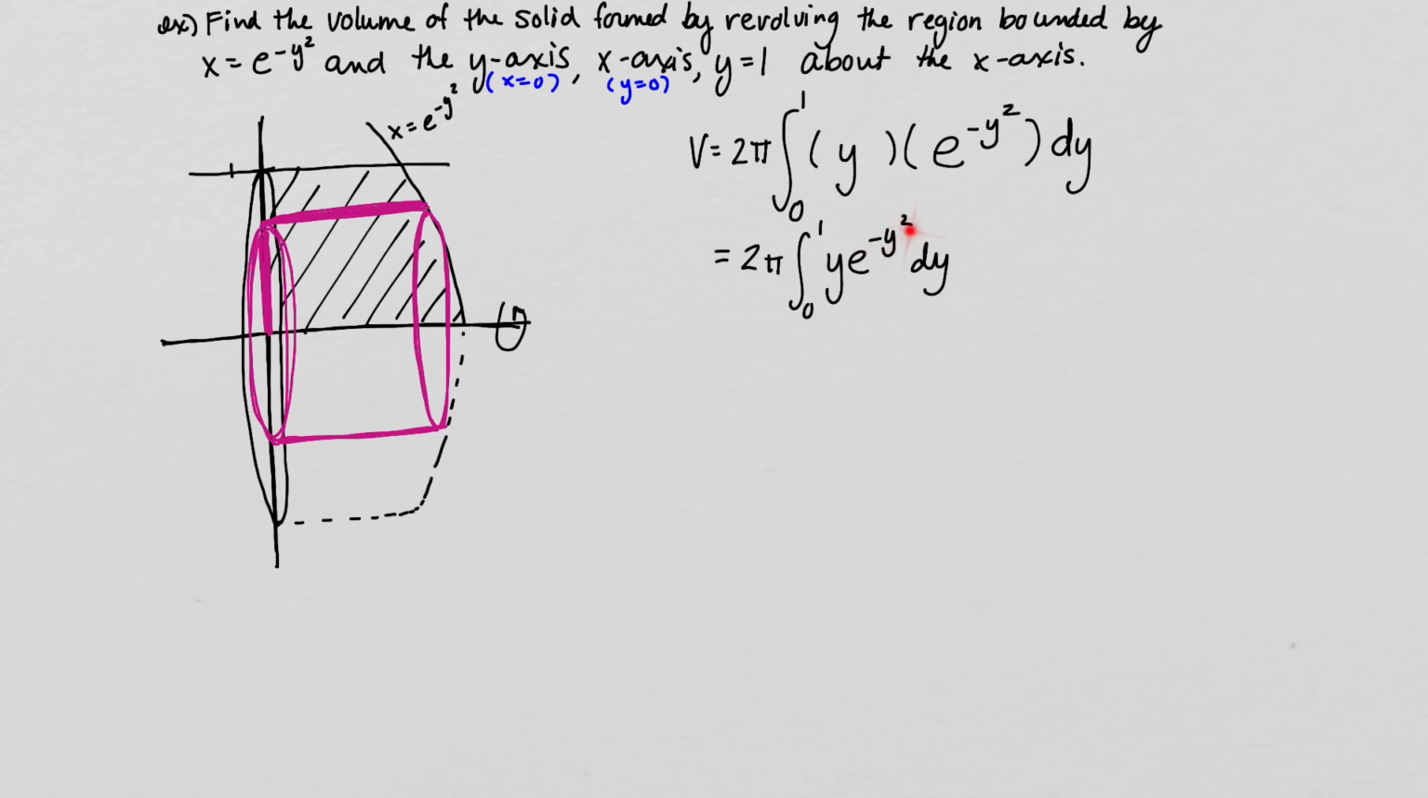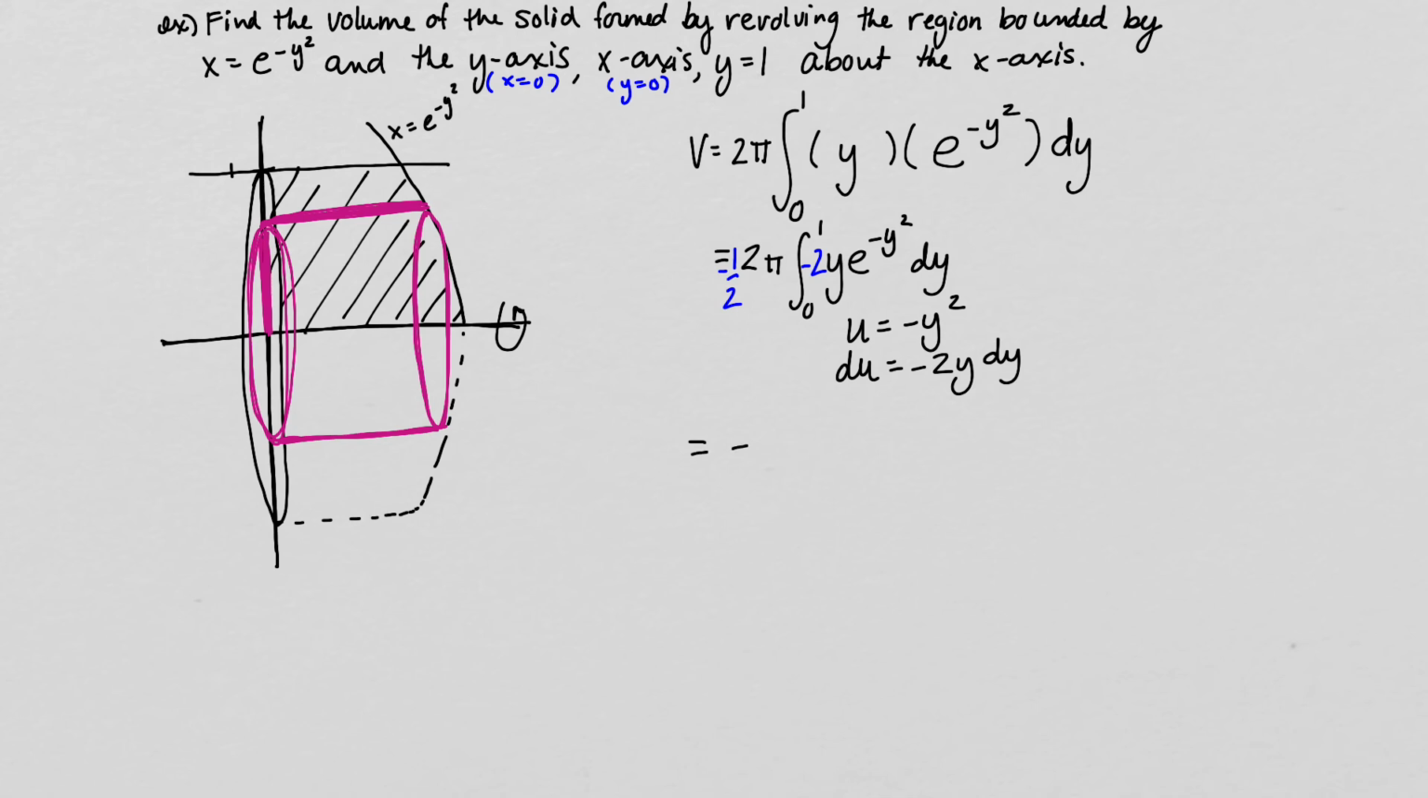The thing you want to notice here is that the power on the exponent happens to be a squared, and I happen to have a first power here. So when you have stuff that is being multiplied and the powers differ by 1, that's a great candidate for u substitution. So if I let u be equal to minus y squared, then du is going to be minus 2y dy. So I need to put a minus 2 inside here, which means I need to balance by a minus 1/2 out in front.